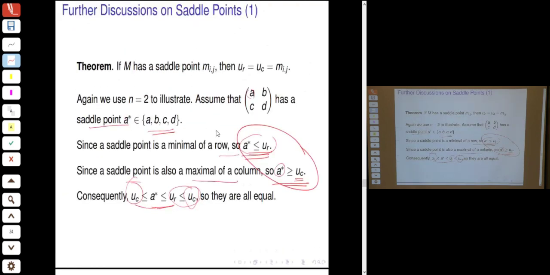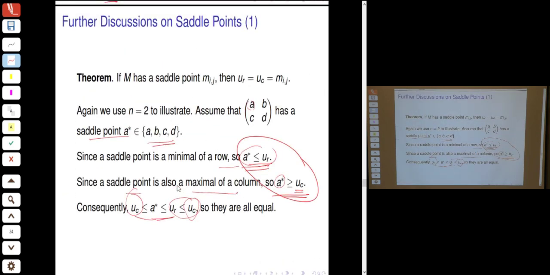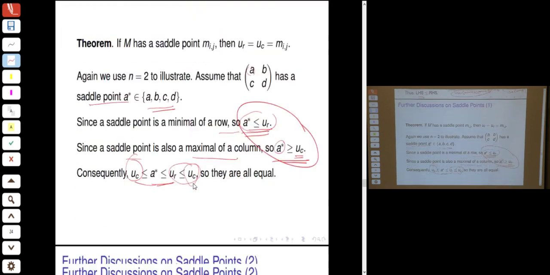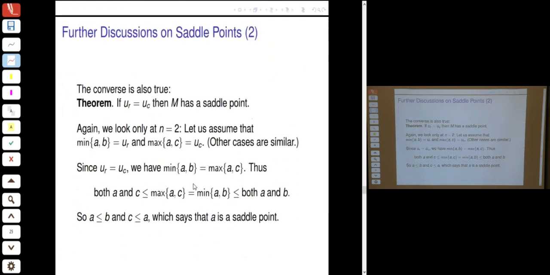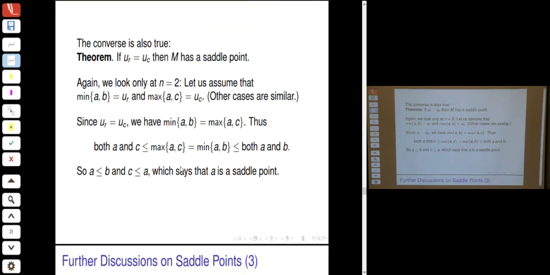Now, we just showed that if M has a saddle point, then UR is equal to UC, and in fact that is equal to the common value of the saddle point. The converse is also true: we already know that UR is always less than or equal to UC, but this result states that if equality holds in the inequality UR less than or equal to UC, then M must have a saddle point. This is similar to the previous discussion, so I am not going through the details. Okay.